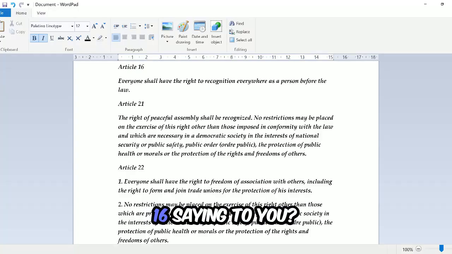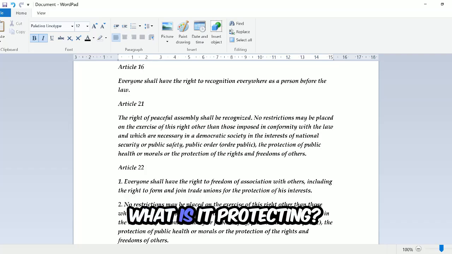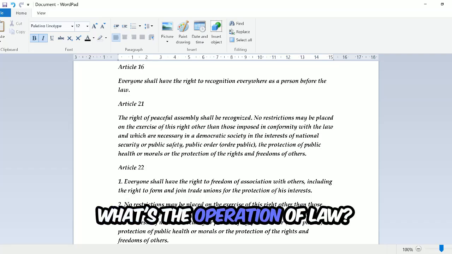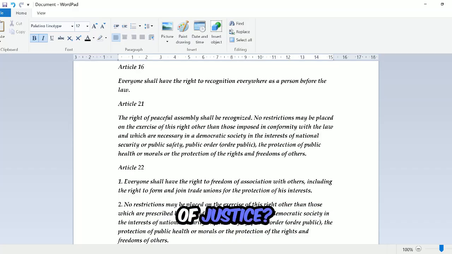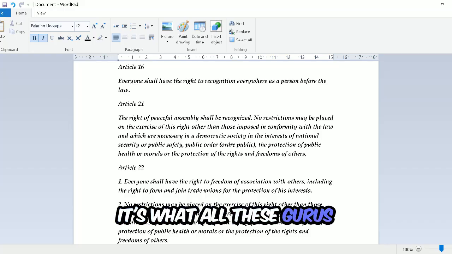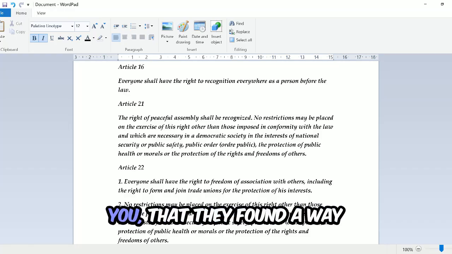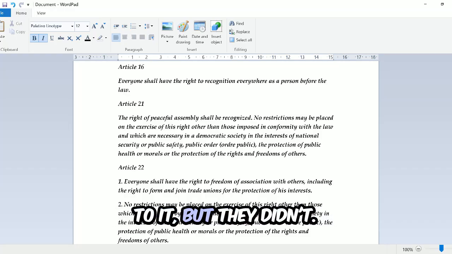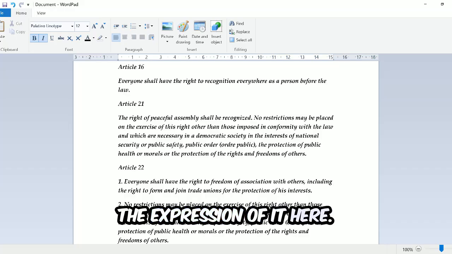And what's Article 16 saying to you and saying to me? What provision is it bringing forth? What is it protecting? What's the operation of law? What's the principle of justice? What's the rule of law attached to Article 16? Well, it's what everyone's looking for. It's what all these gurus are out there trying to tell you that they found a way to. But they didn't. This is it here. The expression of it here.